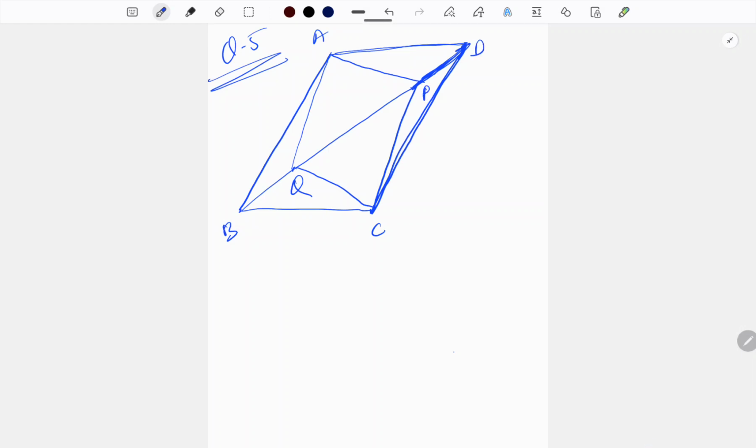Okay. Now the question says ABCD is a parallelogram. 2 points P and Q are taken such that here it is given DP is equal to BQ. This is equal to this. Now we have to show that, since it is a parallelogram, AD is equal to BC and AB is equal to CD. We can mark it, it will be better.